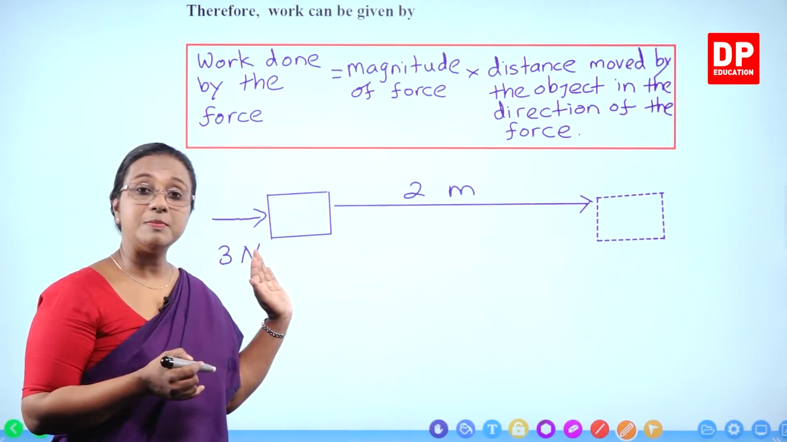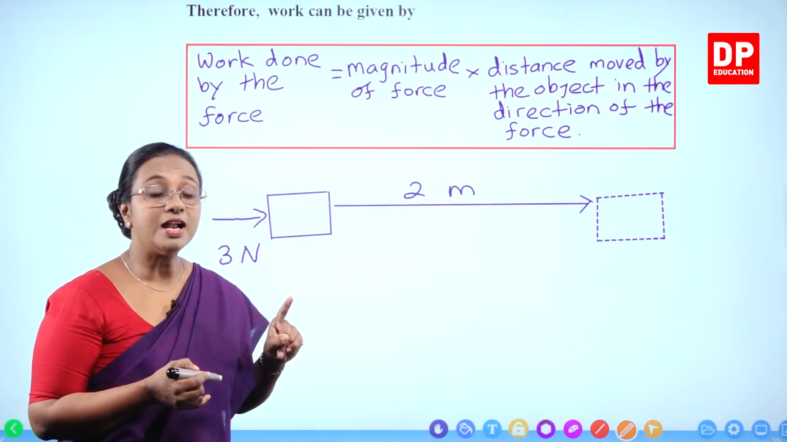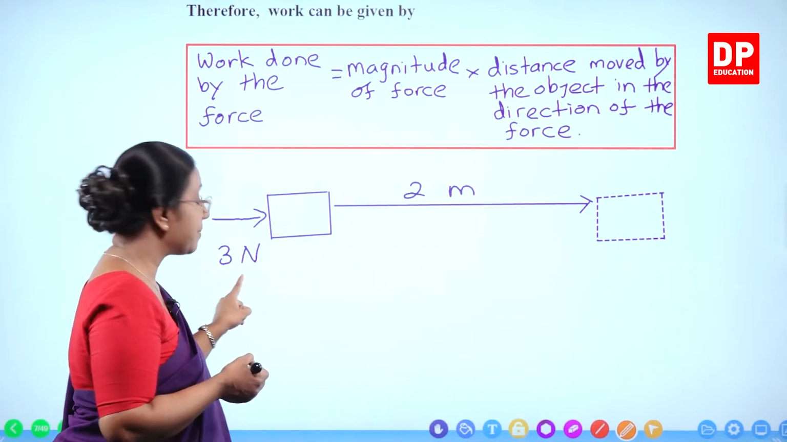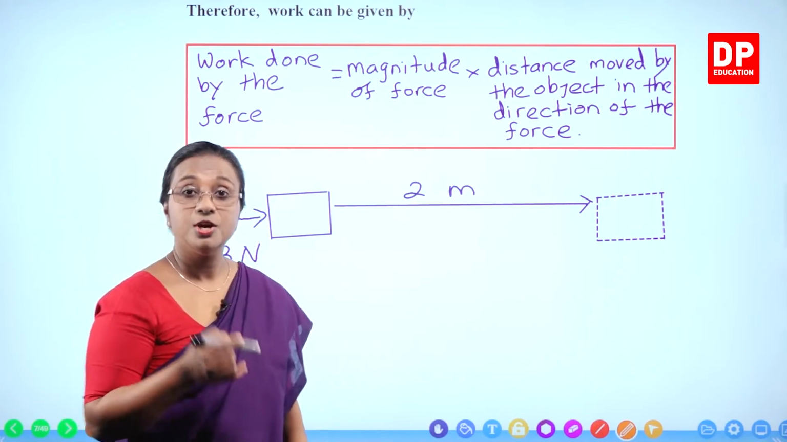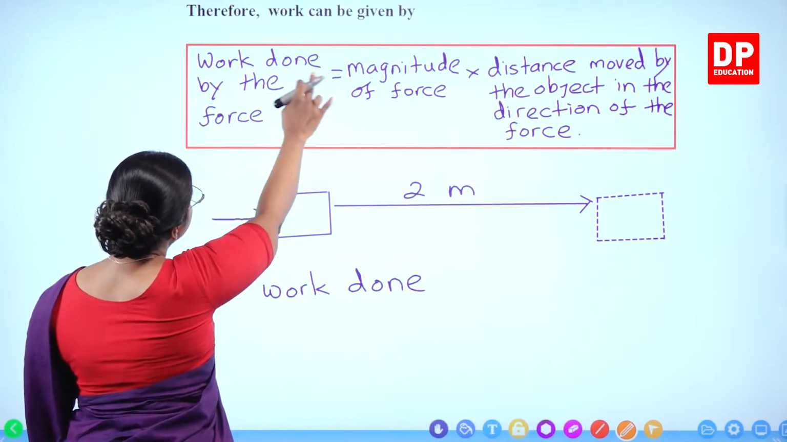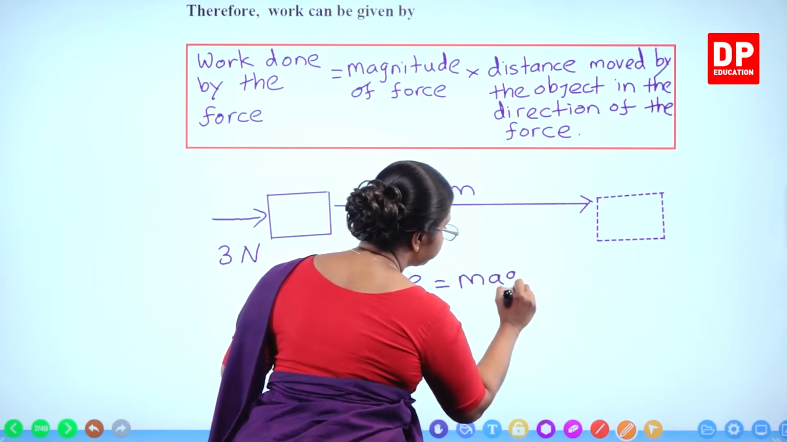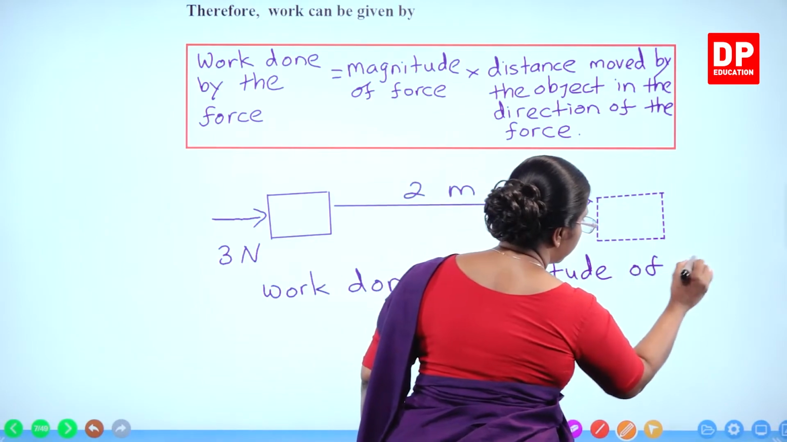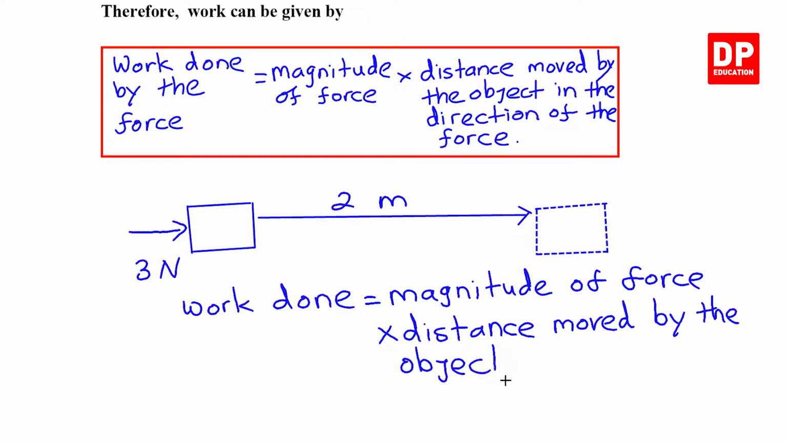So here, earlier you can remember, students, when we applied 3 Newton force, the object moved by a distance of 1 meter and the work done was 3 joules. But here, the force applied is 3 Newton, the same magnitude, but the distance moved by the object is 2 meters. So, how do we calculate work done? Work done by the force. Force applied is 3 Newton, so that is the magnitude of force, into distance moved by the object.